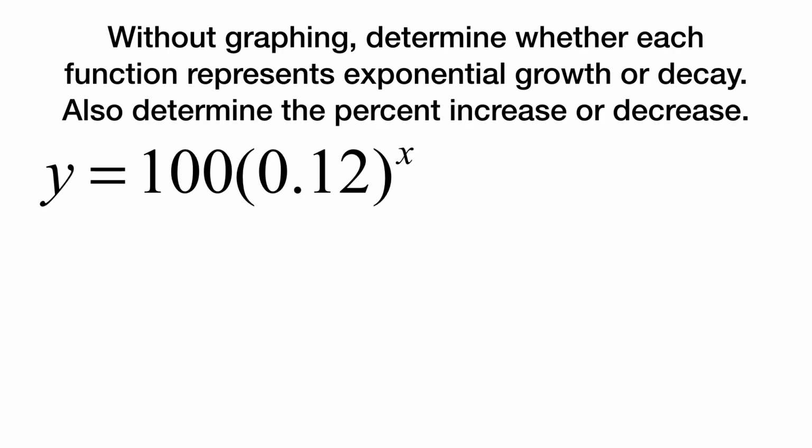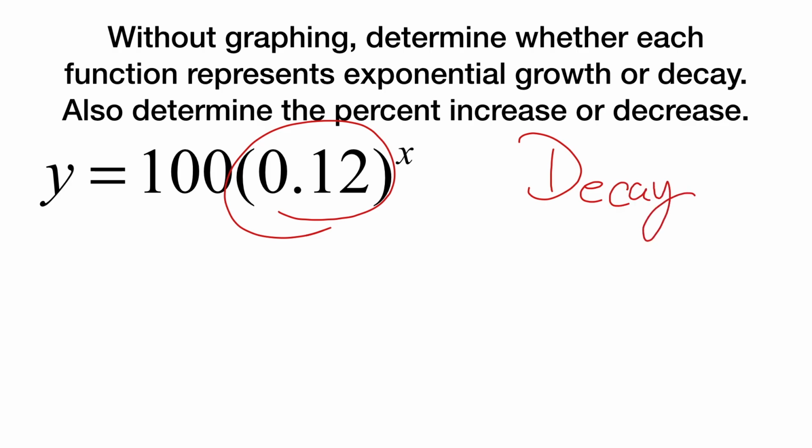Okay, so without graphing, we're just going to determine whether or not this is growth or decay. So in this case, what we need to look at is this number right here. And since this number is between 0 and 1, that is going to mean decay. Now, we need to figure out the percent increase or decrease.